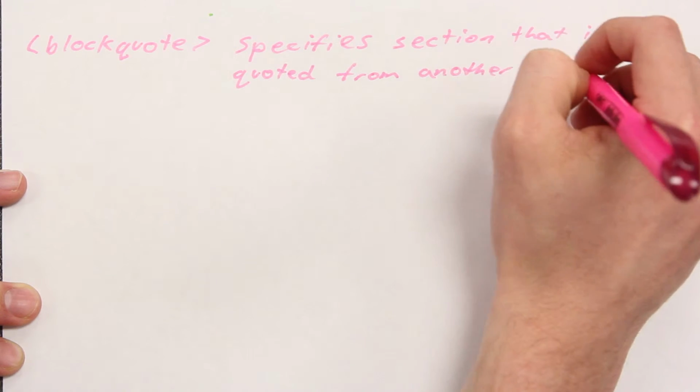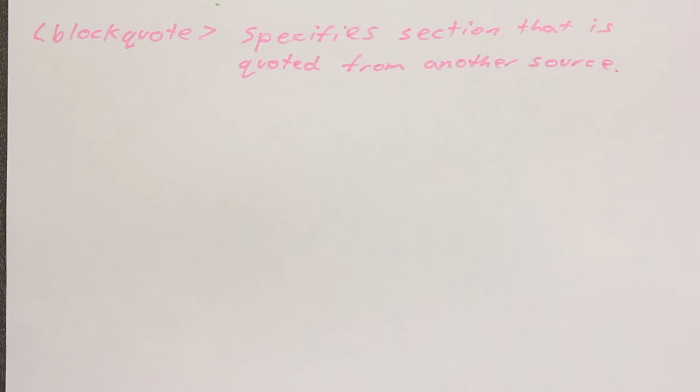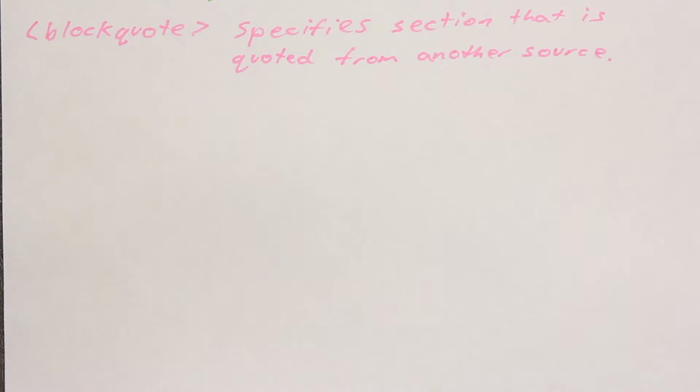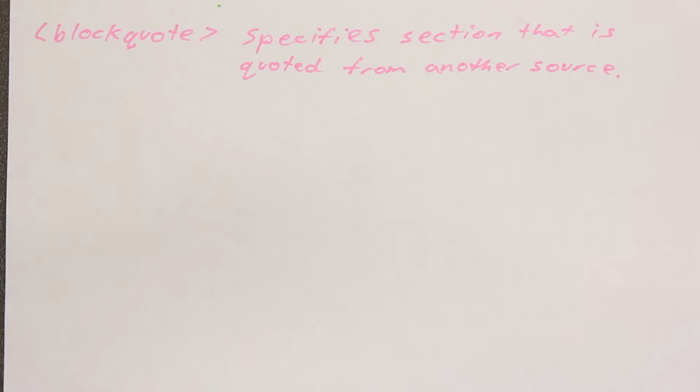Alright, so now I'm going to talk about the blockquote, which specifies a section that is quoted from another source. And browsers generally indent this in CSS by default. And to do this, they actually have to do quite a bit of CSS, so I'm going to write that all out like I did the last quote.